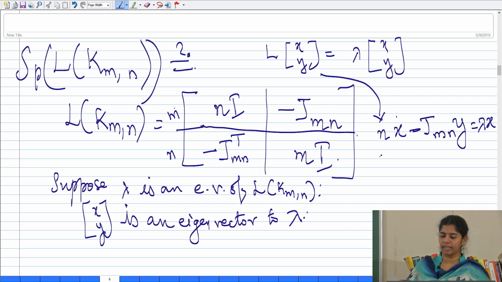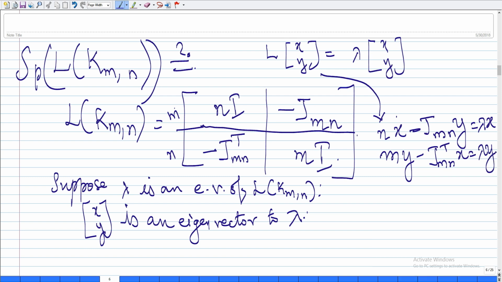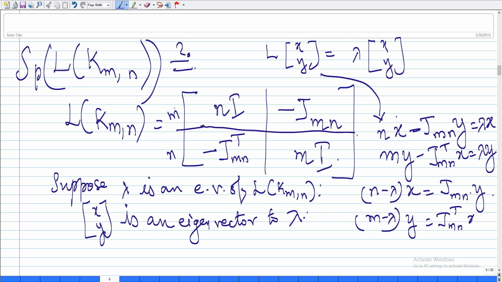Similarly, we can see that minus J m,n transpose x, or J n,m, you can write it, plus m y would be equal to lambda y, right? So from here we can rewrite the whole expression as (n minus lambda) times x is J m,n times y, and (m minus lambda) times y is J m,n transpose x, right? So now let us look at this expression.